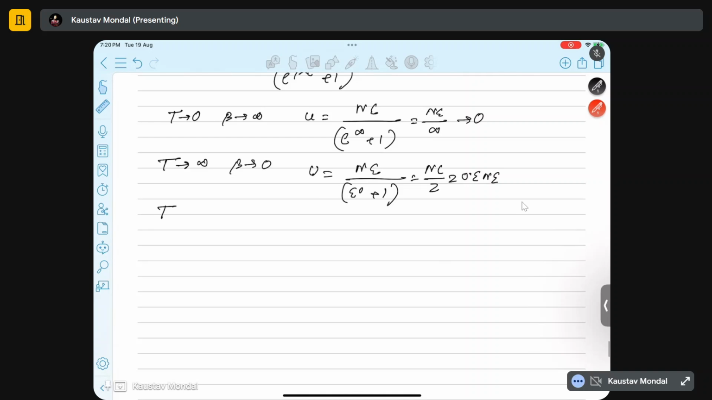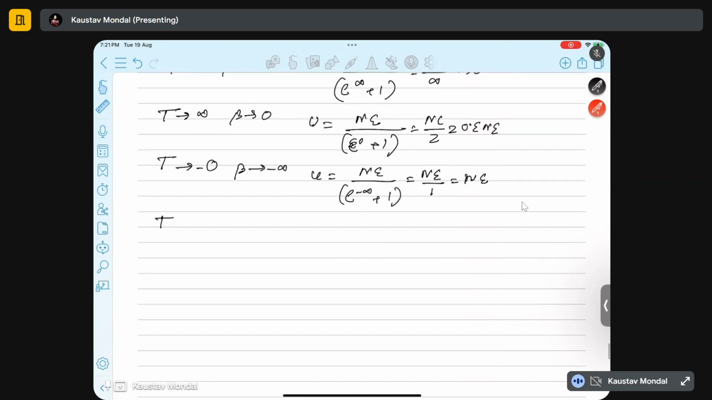Now if T tends to minus 0, that means approaching 0 from the negative temperature side, then beta also tends to minus infinity. In that case, U would be simply n epsilon by e to the power minus infinity plus 1. E to the power minus infinity means 1 by infinity, so 0. So n epsilon by 1 gives you n epsilon, right?